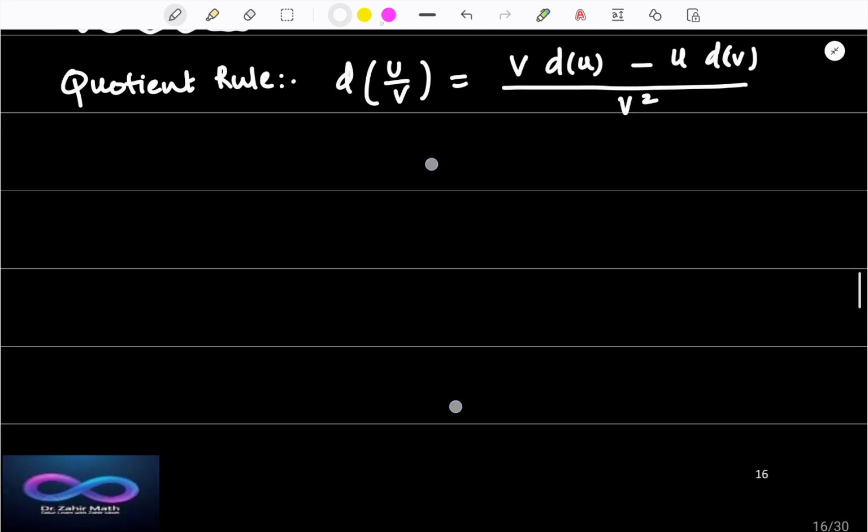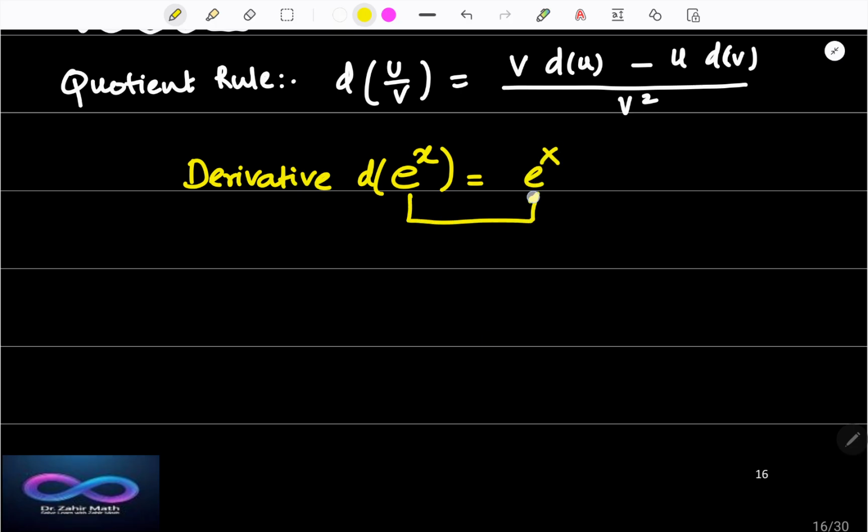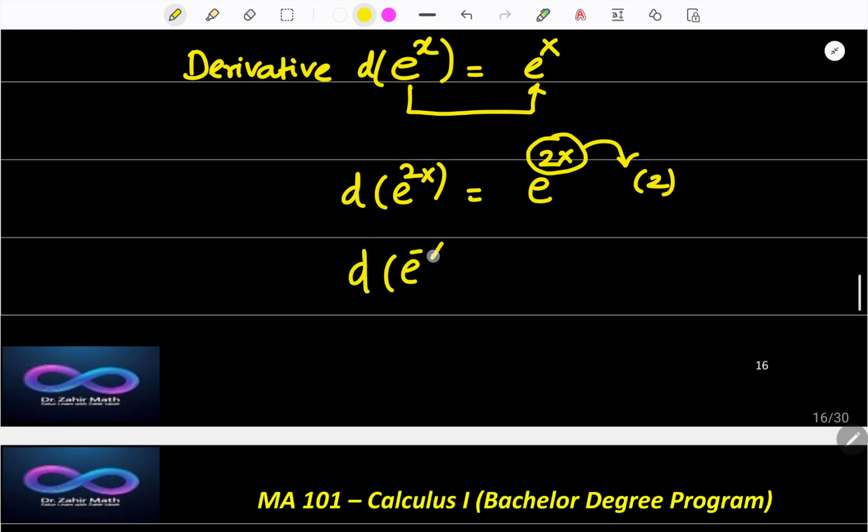So now we are going for the next one. What is the derivative of e power x? So the derivative of e power x is what? E power x only, right? Same answer, okay? Same. But what is the derivative of e power 2x? So first e power x derivative is e power x. After that the 2x derivative is what? 2. So next derivative of e power minus x. E power x derivative is e power minus x. And then minus x derivative is what? Minus 1. Clear everybody? Right.